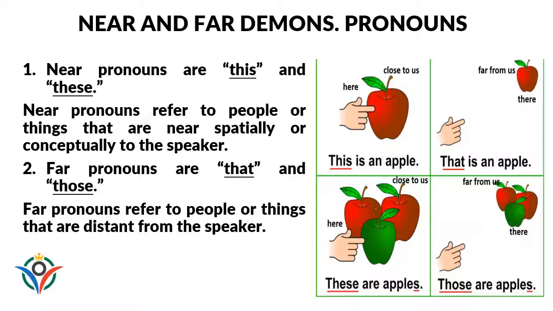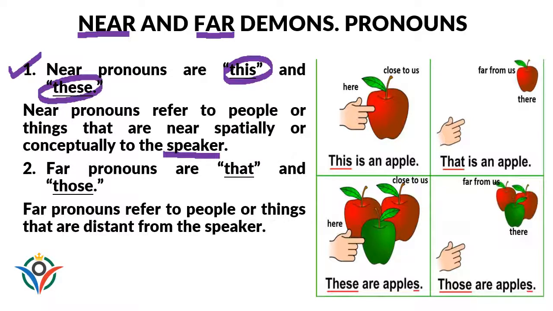So in English, demonstrative pronouns fall into two types of categories. We have the near and far pronouns. So let's speak about each one individually. Firstly, the near pronouns are this and these. And why are they near pronouns? Because they refer to people or things that are near spatially or conceptually to the speaker.